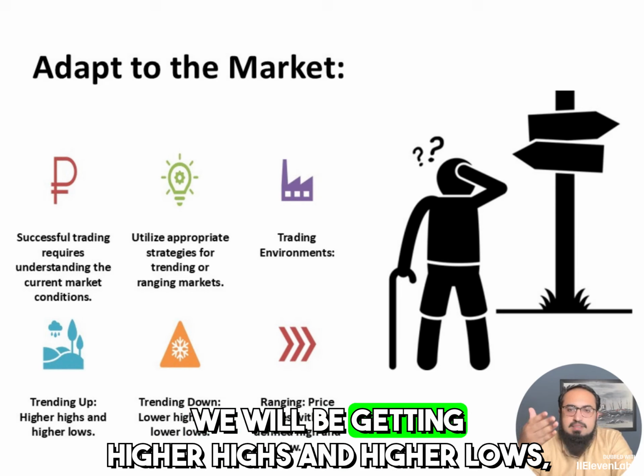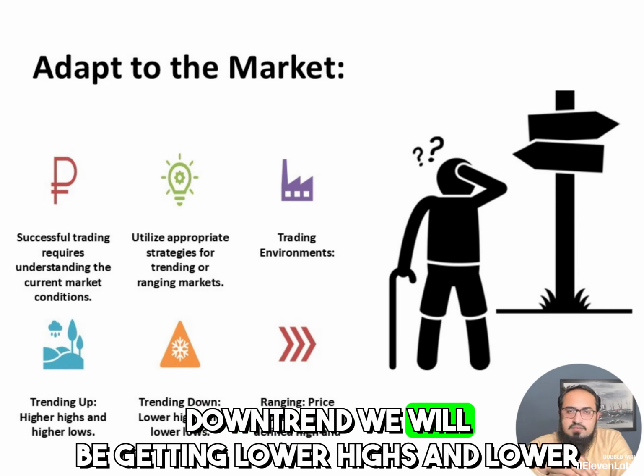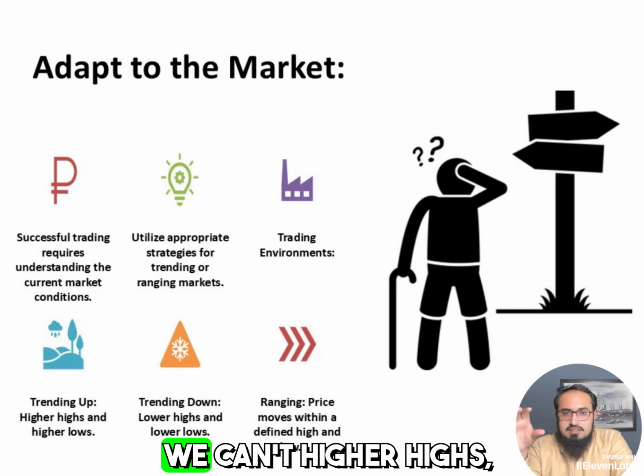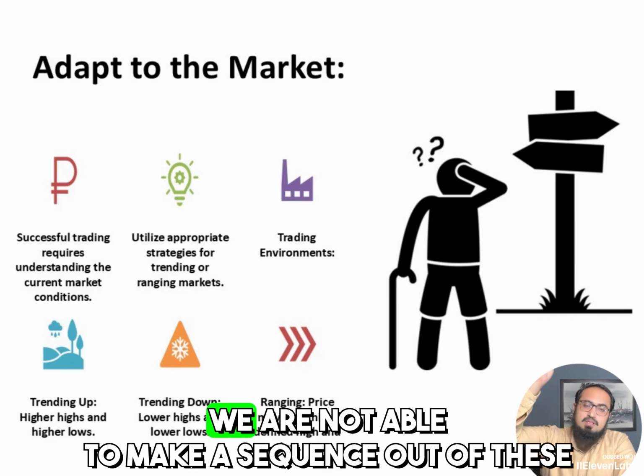Now, how to identify an uptrend? We will be getting higher highs and higher lows. How to identify a downtrend? We will be getting lower highs and lower lows. And price ranging: have we defined the channel? Are we unable to make a higher high in it? Sometimes we make a higher high and then create a lower low.